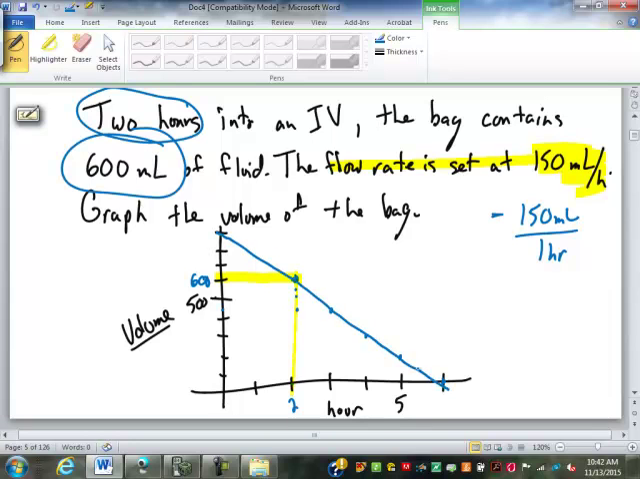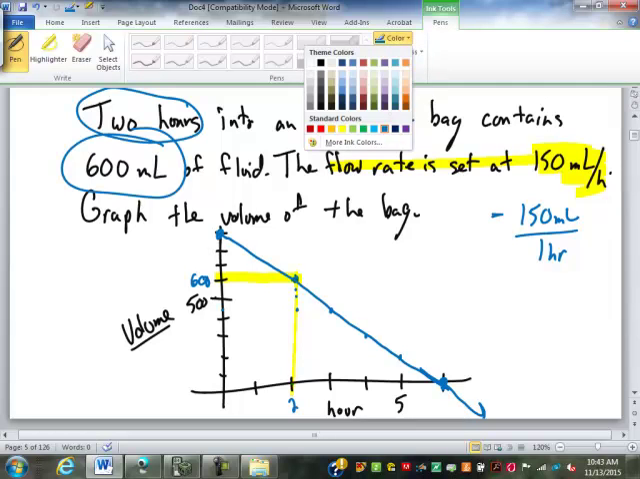And if my lines were straighter, we'd actually hit 0. I wouldn't need that arrow on the end because I can't go past 0. At 6 hours, my volume would be 0. And if I traced it backwards at 0 hours, when I first started the IV, the bag would have had to have had 900 milliliters in it. So I could actually trace it back and find that y-intercept.